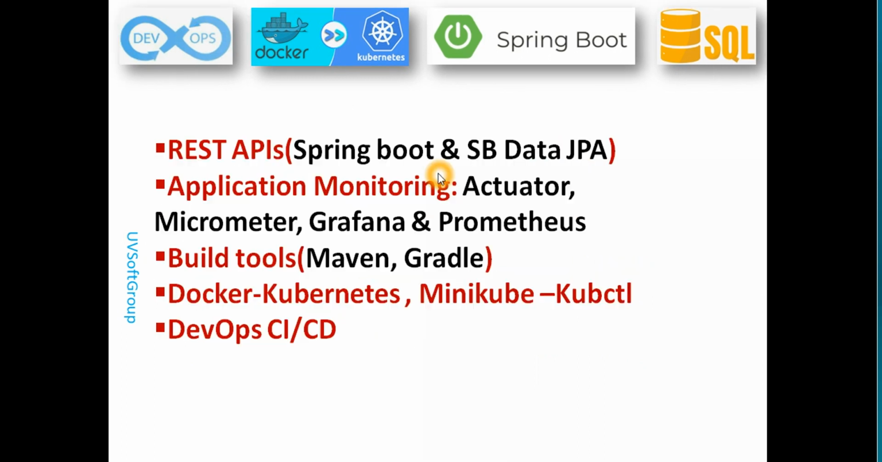We need to implement some REST services based on Spring Boot and Spring Boot Data JPA, then some monitoring tools and build tools and so on and so forth, and then the possibility to deploy the application with Docker and Kubernetes, or Docker Compose, or standalone jar file deployments. That's our requirements. So now we start our development.